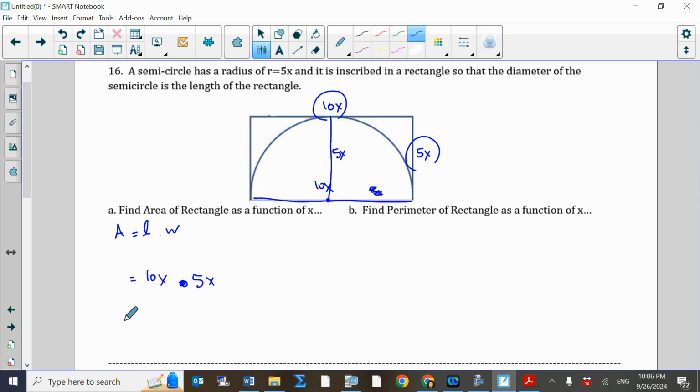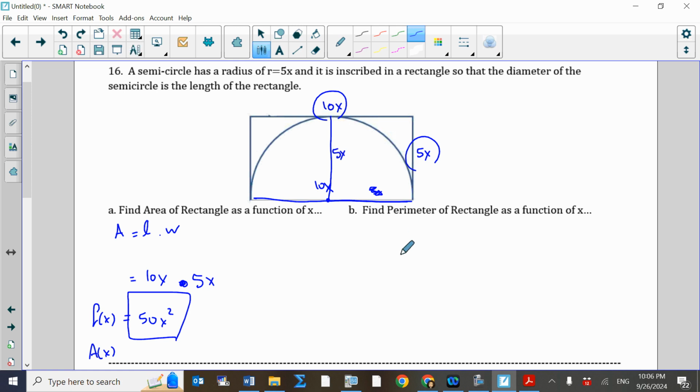Multiply them. 10 times 5 is 50, x times x is x squared, so 50x squared. This is a function of x. That's the area. You could also write that as A of x. Doesn't really matter. Anyway, this is the function.